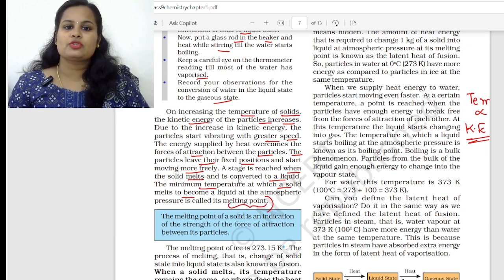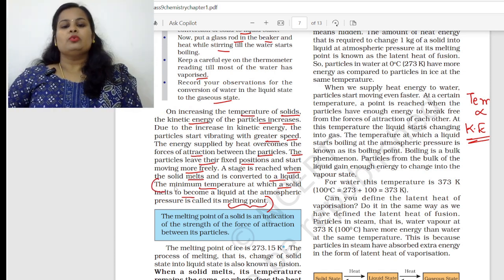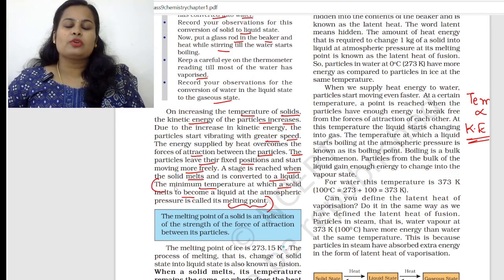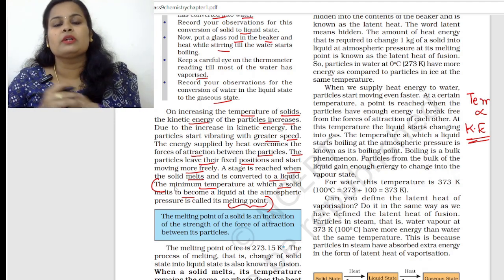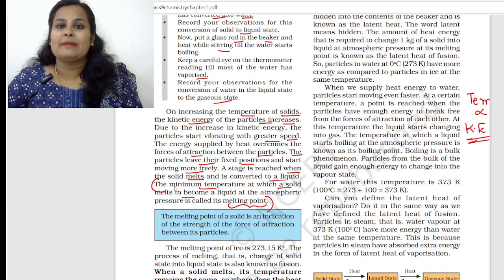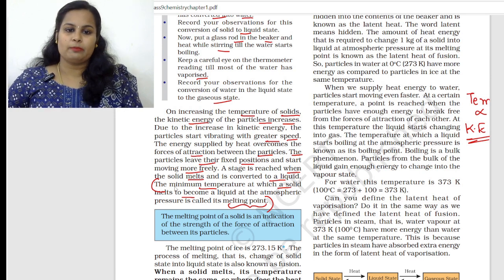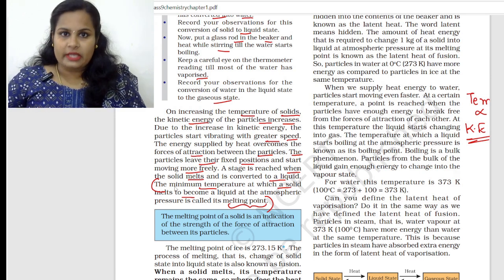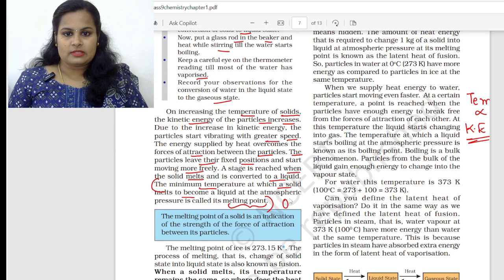And this definition is going to be very important. Please take a note on this. Okay. So the minimum temperature which is required for a solid to get converted into liquid state is called melting point. That particular temperature is melting point. So when you take the case of ice, it is 0 degrees Celsius.